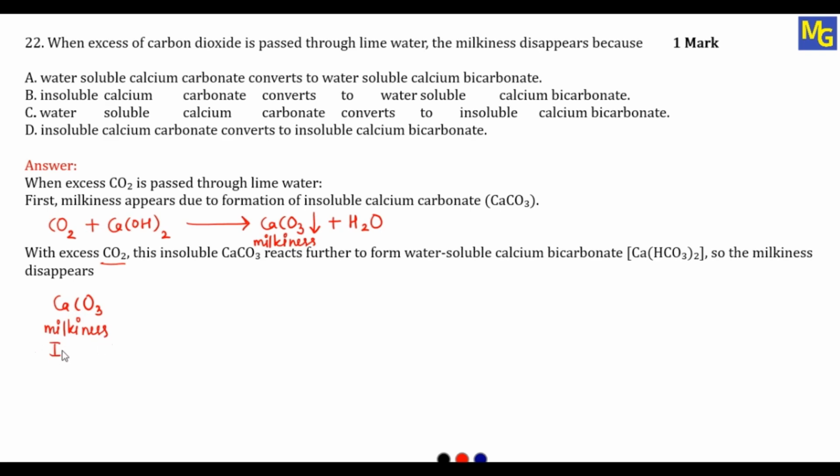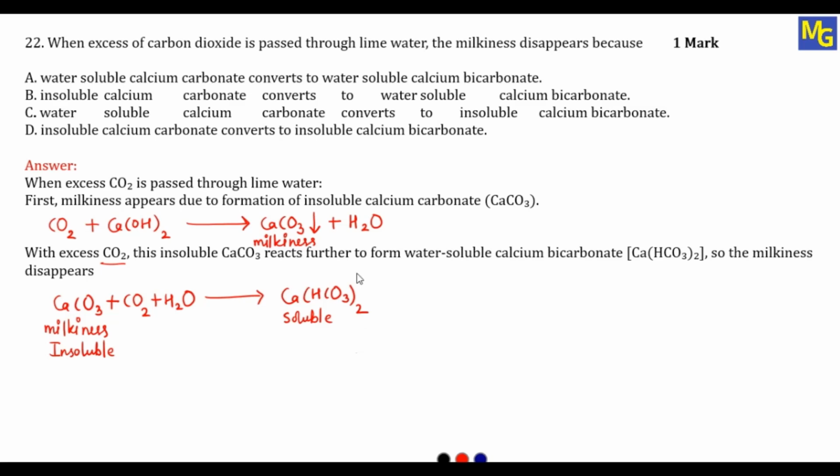So that also I'll write it here, insoluble. If we add excess of CO2 in presence of the water which has formed in the above reaction, you can see here, this will give calcium bicarbonate. So that is Ca(HCO3)2. And this calcium bicarbonate is soluble. Once this dissolves, the water will become clear. Earlier it was a little bit milky, whitish, but after passing excess of CO2, it became soluble or clear.